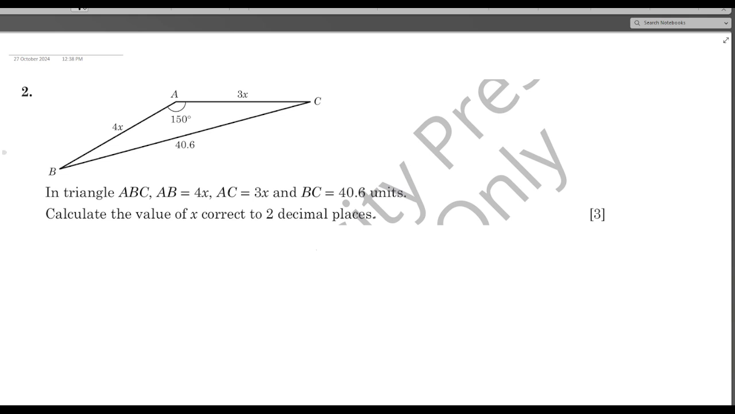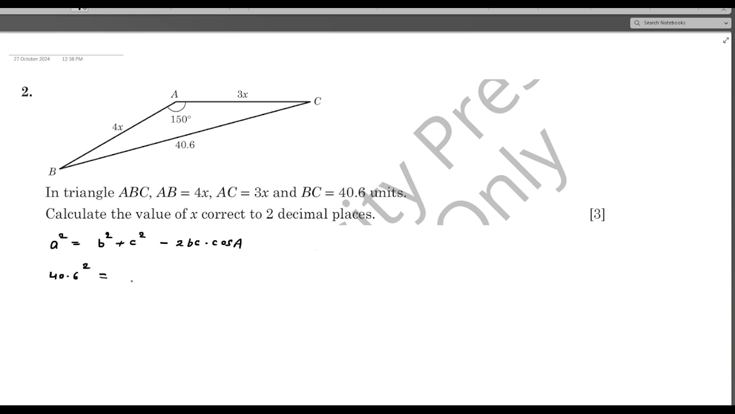Now a triangle is given, with AB length, AC length and BC length given. You have to calculate the value of x correct to two decimal places. Now easily you can understand that here we should apply the cosine rule. Your cosine rule is like this: a square equals b square plus c square minus 2bc cos A.